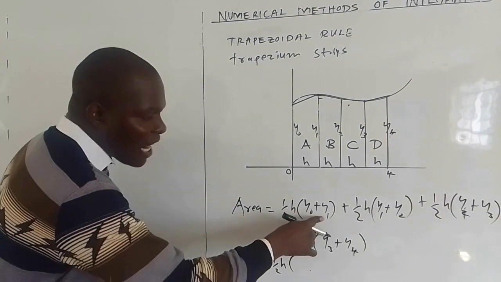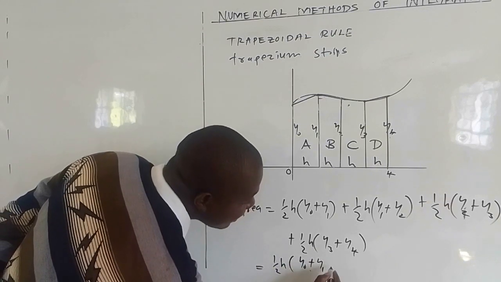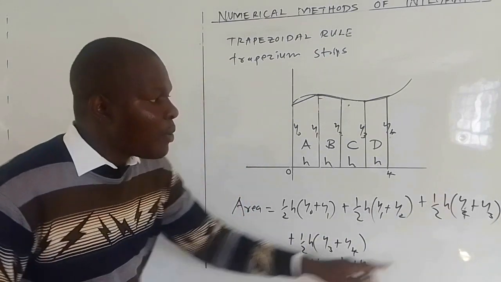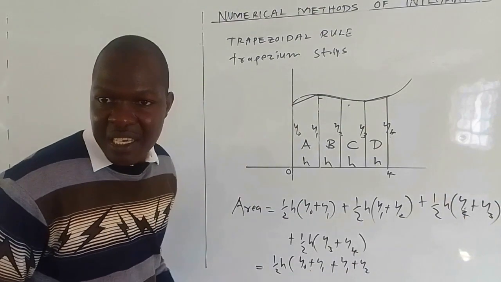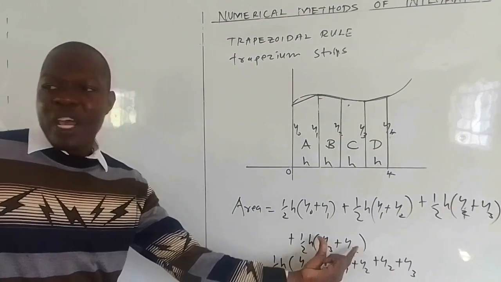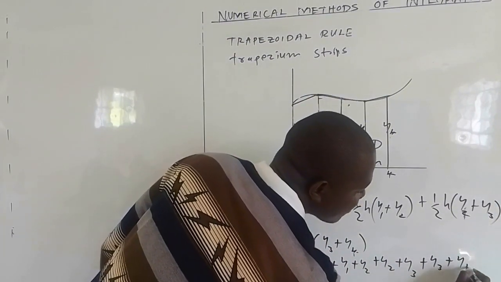A half H, I remain with Y naught plus Y1, isn't it? Then plus, if I remove the half H here, I will remain with Y1 plus Y2. Here I will remain with Y2 plus Y3, and here I will remain with Y3 plus Y4.